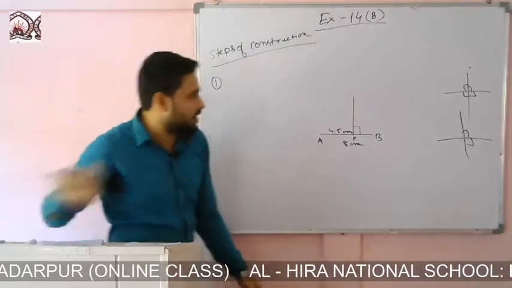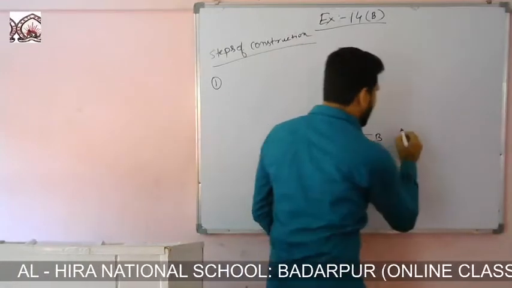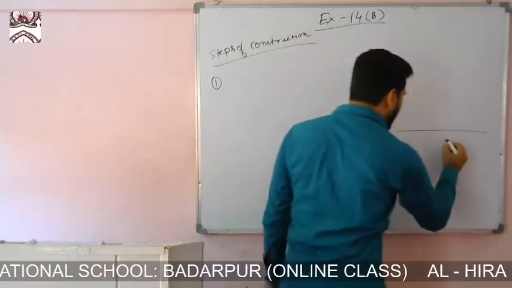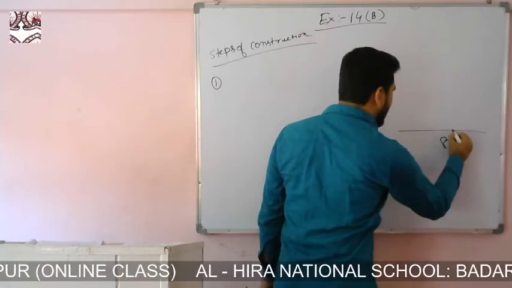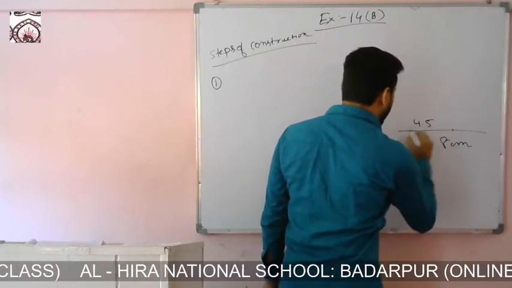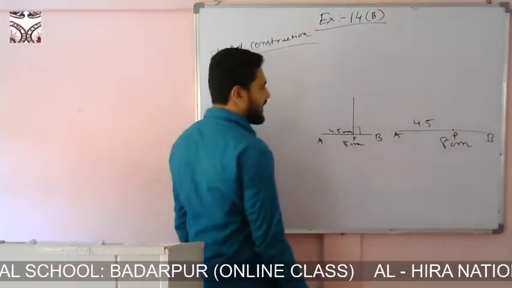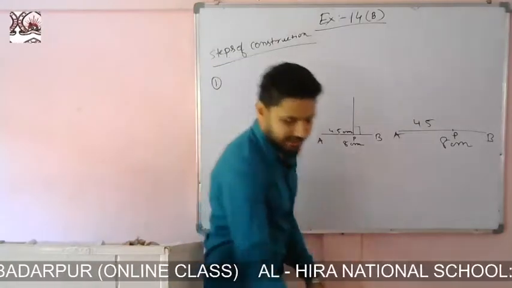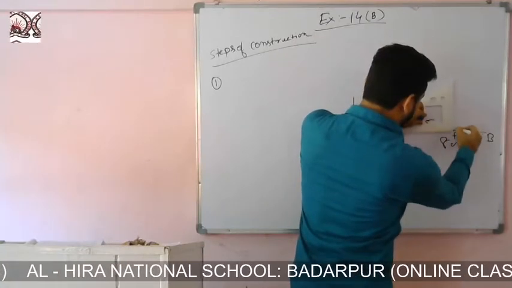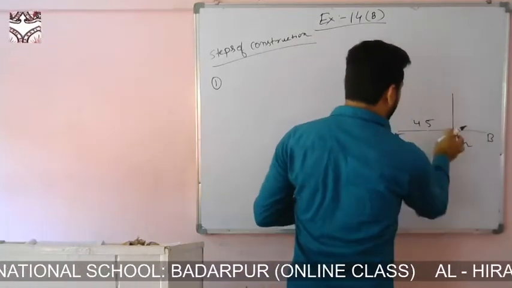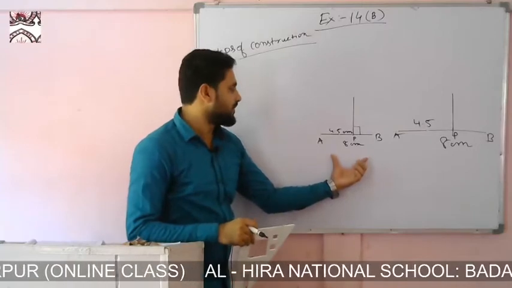If I draw a bit bigger, then it will be like this. Suppose this is 8 centimeter, and up to this point it is 4.5 centimeter. That means AB is 8 centimeter, AP is 4.5 centimeter. And from there you take your set square. I am showing again. You place your set square here and draw a line, like this, and this will be perpendicular. This figure is according to my scale, so for that reason it may be small.